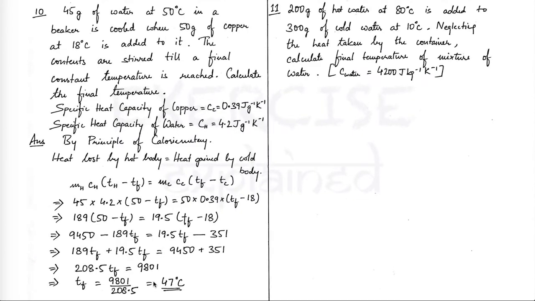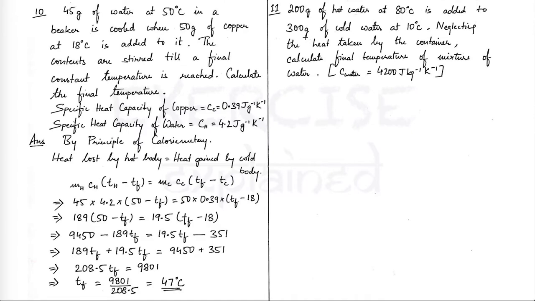Getting to question number 11 of calorimetry, exercise 11A of ICSE 10 standard. 200 gram of hot water at 80 degrees Celsius. That means what? This is the hot body. So mass of hot body is given as 200 grams. Temperature of hot body is given as 80 degrees Celsius.